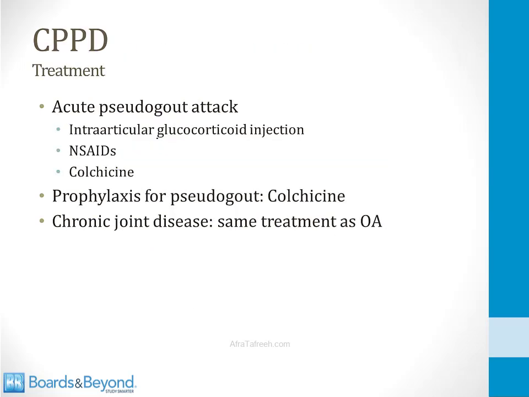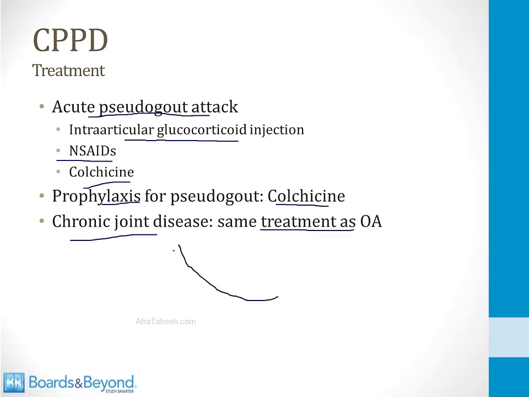The treatments for CPPD are shown on this slide. Acute attacks of pseudogout can be treated with joint injections of steroids. This is called intra-articular glucocorticoid injection. Basically, you inject steroids directly into the affected, swollen, and painful joint. You can also treat acute pseudogout attacks with NSAIDs and colchicine. If patients have multiple pseudogout attacks, they can be placed on colchicine chronically as prophylaxis. And then finally, when patients develop chronic joint disease from CPPD, this is basically treated the same way as osteoarthritis. In fact, some people consider the chronic joint disease of CPPD just a variant of osteoarthritis.